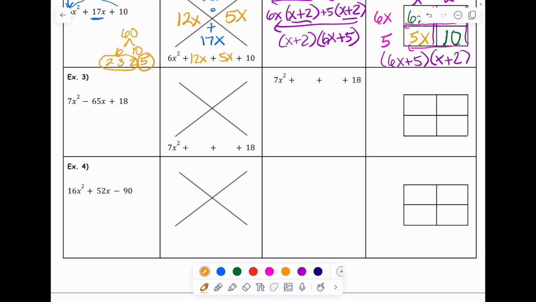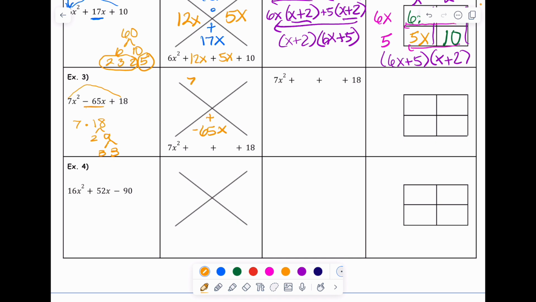Hopefully you guys are pausing and then trying these and then going back and seeing how you did. Again, our middle term that we're going to expand is negative 65, so we're going to be adding to a negative 65x. Okay? And I'll use the x's in this case. We're going to be multiplying the 7 and the 18. Now we're going to make a huge number, you guys, and there's really no reason to create that number. We can really just do 7 times 18 and just keep breaking it down: 2 times 9, 3 times 3.